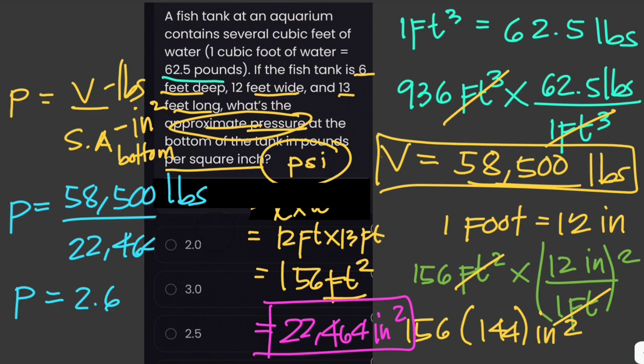We don't have 2.6 in the choices, and the closest is 2.5. Therefore, the answer is 2.5.